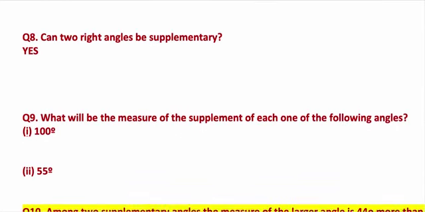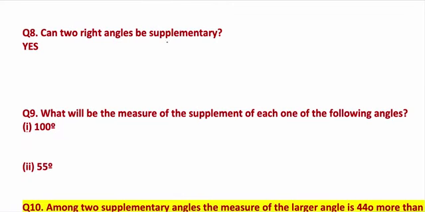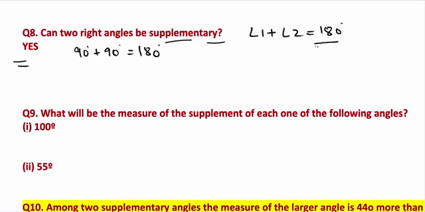Question number 8. Can two right angles be supplementary? The answer is yes, because the two right angles are 90 degrees plus 90 degrees, which is equal to 180 degrees. And for supplementary, we know the sum of the two angles should be equal to 180 degrees. So only two right angles can be supplementary to each other.